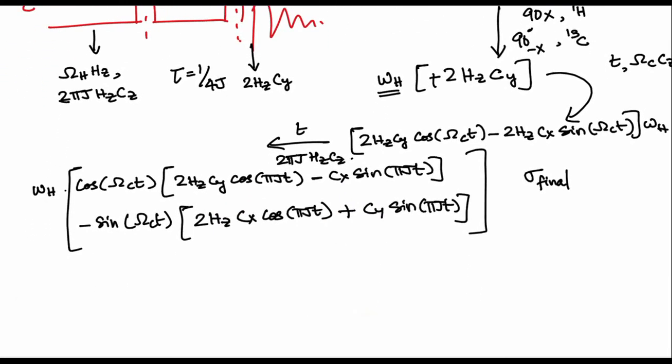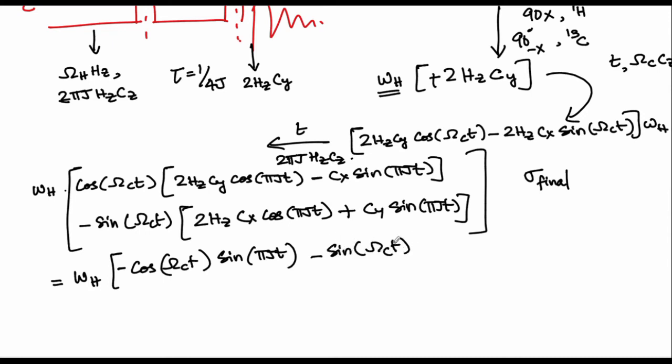So I'm just going to write whatever is pertinent: omega h times cos omega c times t, the negative sign, sin pi jt, minus sin omega c times t times sin pi jt. I missed a cx, and then there will be a cy here. This is your final density matrix, which is observable.